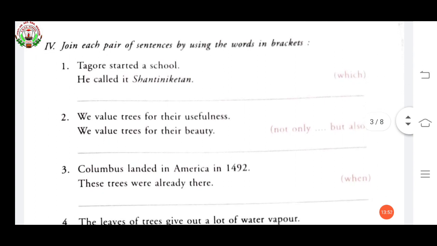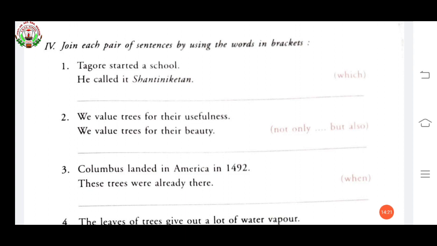Now, the fourth one. Join each pair of sentences by using the words in brackets. Very easy, as we had done in grammar. We have to join these sentences with the word given in brackets. Two sentences are there. We have to use this word to join these two sentences and make one sentence.